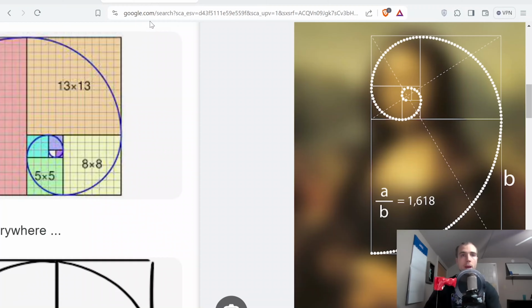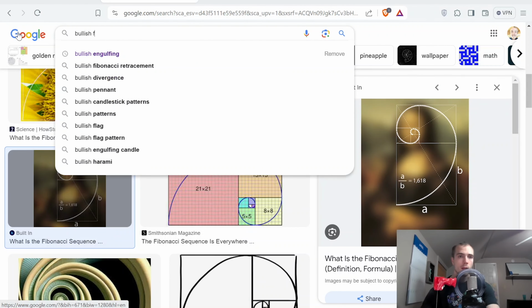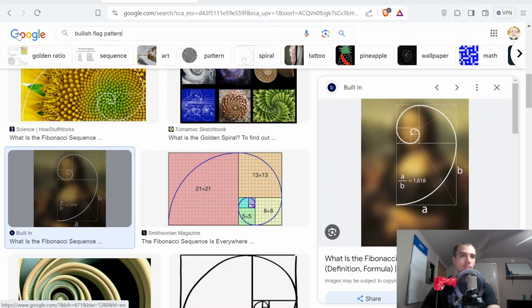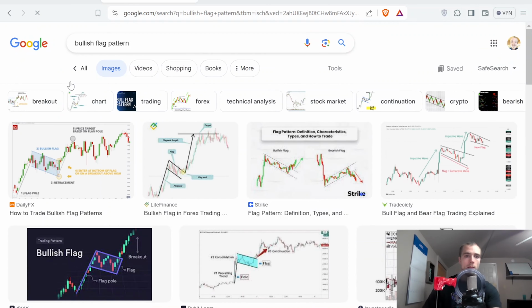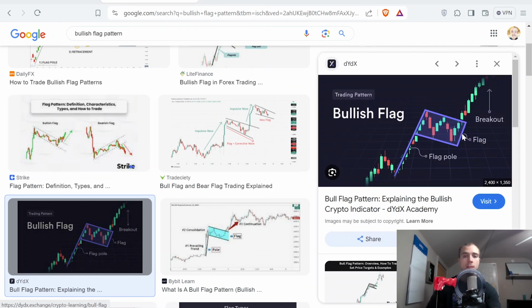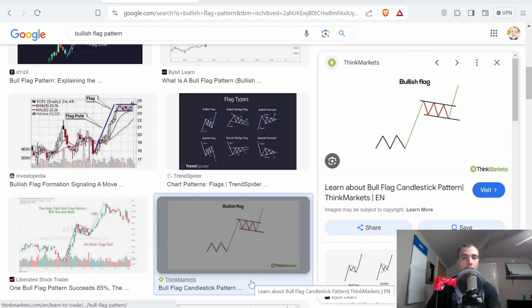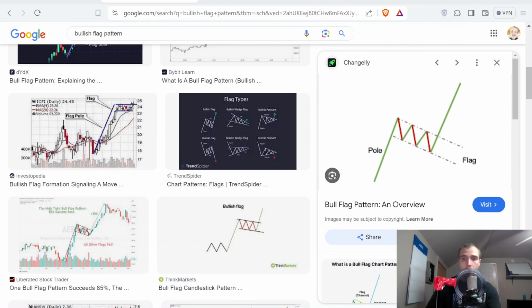You can just learn about this pattern with Google. You just type in bullish flag pattern, and on here you're going to see a lot of examples of bullish flag patterns. Basically, this is a very successful trading pattern, and if you apply it, you can make a lot of money, right? You can earn a lot of money in the crypto markets playing these flag patterns.